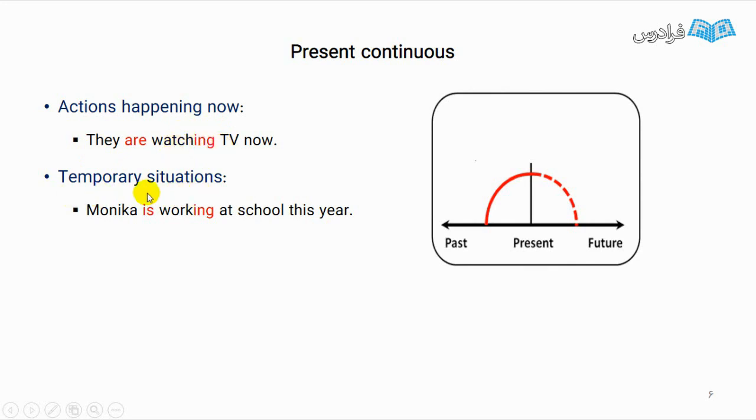We use present continuous to talk about temporary situations. Monica is working at school this year. Be careful. When I use present continuous to talk about some words like work, it means that it happens just for a short time. As you can see, the time expression shows us that this happened just for this year, this week, for a short time.